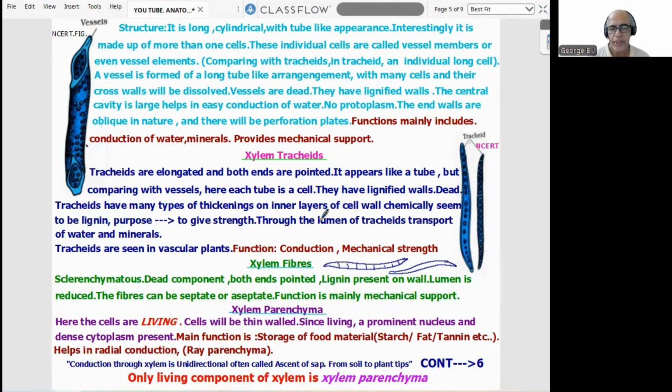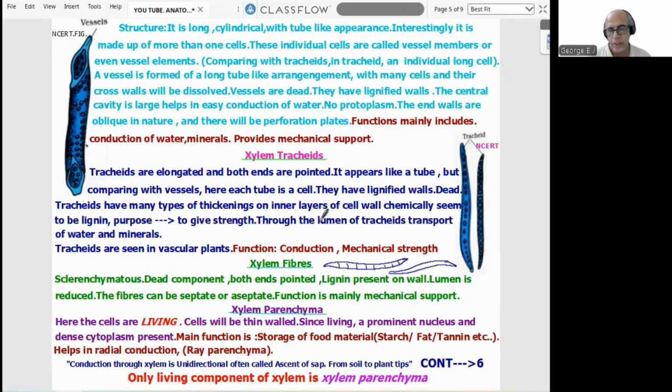Now, xylem tracheid, this one. Tracheids are elongated and both ends are pointed. It appears like a tube. But comparing with the vessel, each tube is a cell. Each tube is a cell. In xylem vessel, many cells will be there. See, tracheid, each tube is a cell.